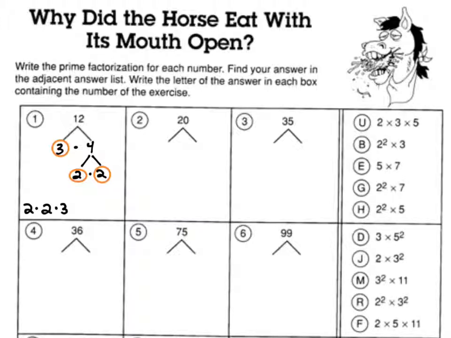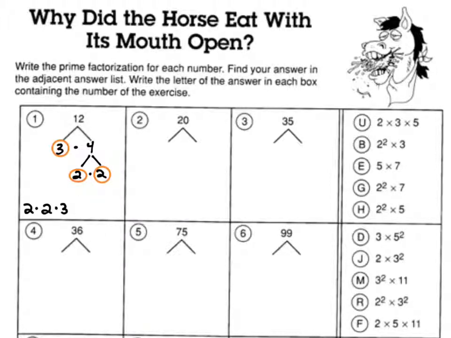Now you're going to notice that I kind of put it in order from least to greatest. It doesn't matter what order for multiplication, but mathematicians, they like to see it in some type of order. And so 2 times 2 times 3. So 2 times 2 is 4, times 3 is 12. So we know that that's correct.